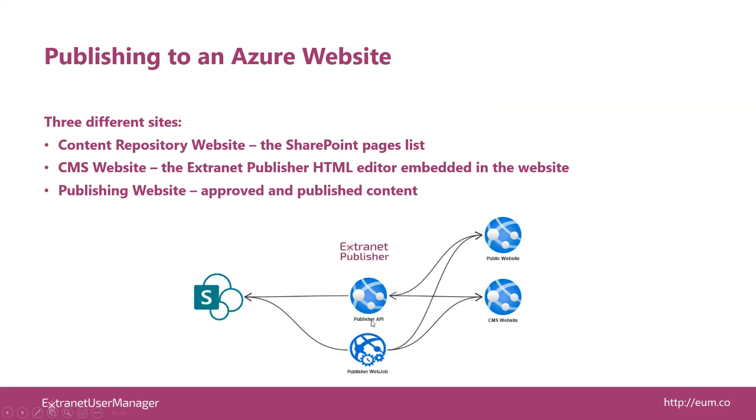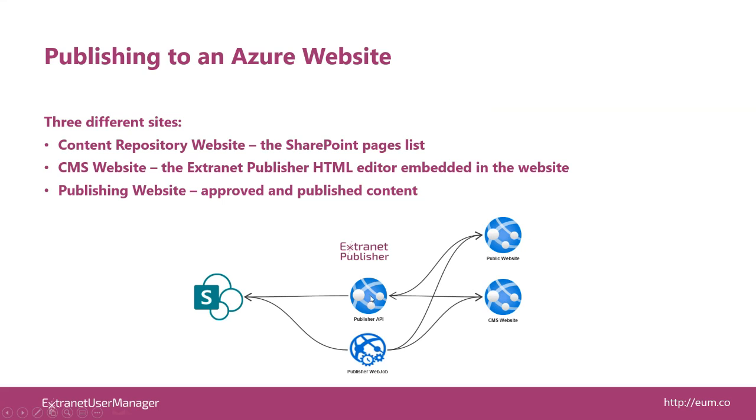And then from a tech point of view, what we have is a publisher API and a web job. So these are deployed to Azure. I'm not going to go too deep on the technical in today's session. That's one of the questions for future sessions. But basically, they reach into SharePoint, get those changes in that content that's getting published, and then they push it out to the CMS website. And if it's ready from an approval point of view, they push it out to the public website from there.